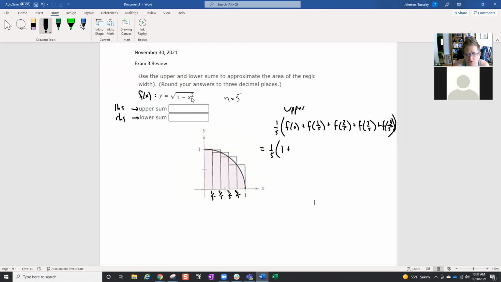1/5 squared is 1/25. This will be the square root of 24 over 25. Let me show you why. I'm just going to do this one probably. I might do the other ones.